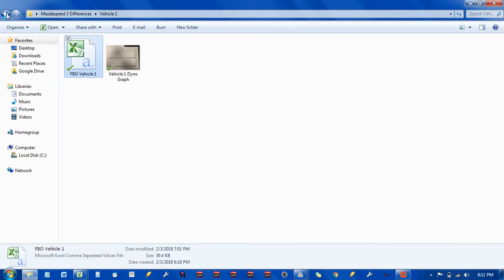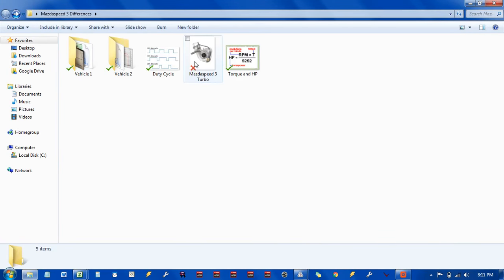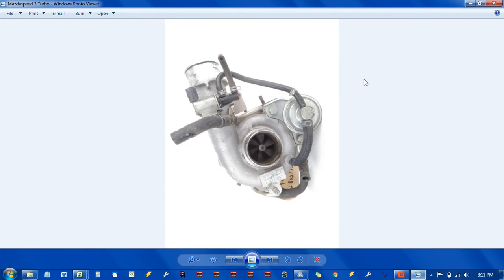So now, let's take a look at how boost is controlled on an OEM K04 on a Mazdaspeed 3. So here we have the OEM K04, and this here is the wastegate actuator, and then we have the boost control solenoid. So let's now discuss how boost is actually controlled with the OEM K04.